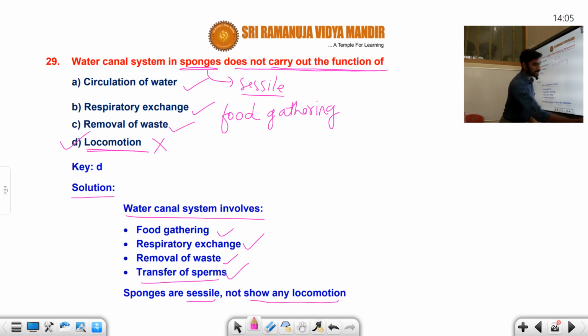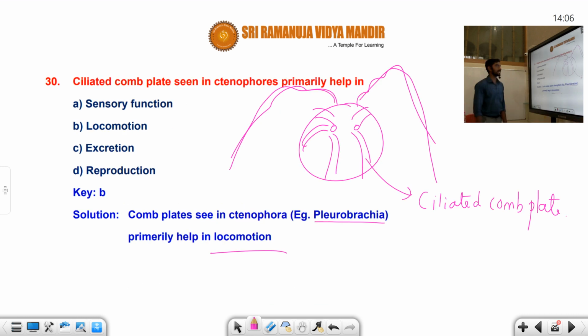It is required for locomotion only. What is the answer? It is not a sensory function. It is locomotion, the correct option. It does not involve excretion or reproduction. So for our 30th question, B is the correct option. It primarily helps with locomotion only. Example is Pleurobrachia. It belongs to phylum Ctenophora.